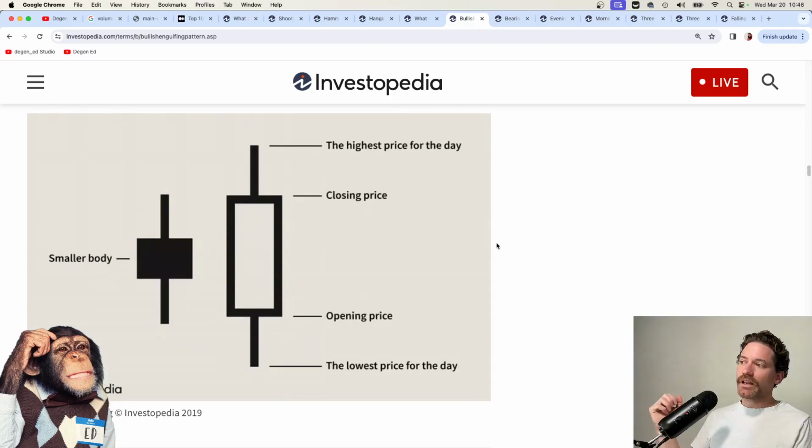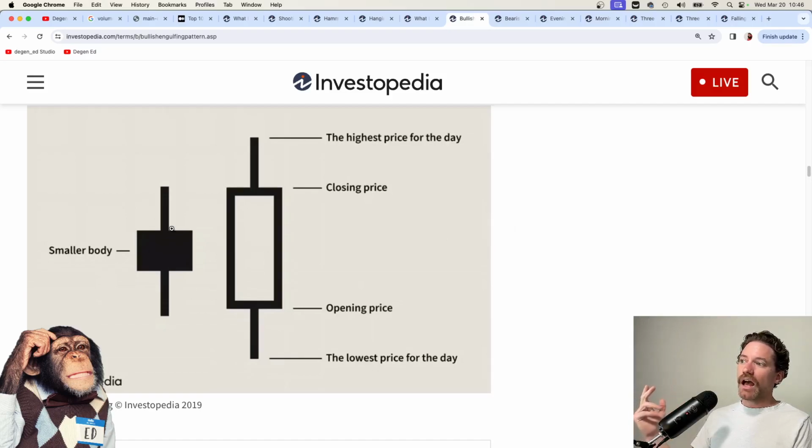Yep, so this is a pretty nice example, pretty clear. You've got this small-bodied red candle or black shown here, open here, closed here. Doesn't look so good, but it is a spinning top. It could suggest a reversal. And then the following day, you get this bullish engulfing candle opened below the previous day's close, and then closed above the previous day's open. And so that does engulf the previous day's candle.